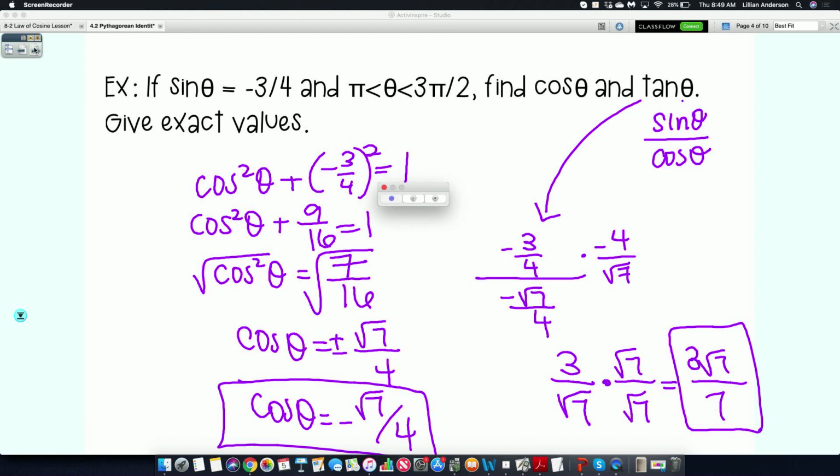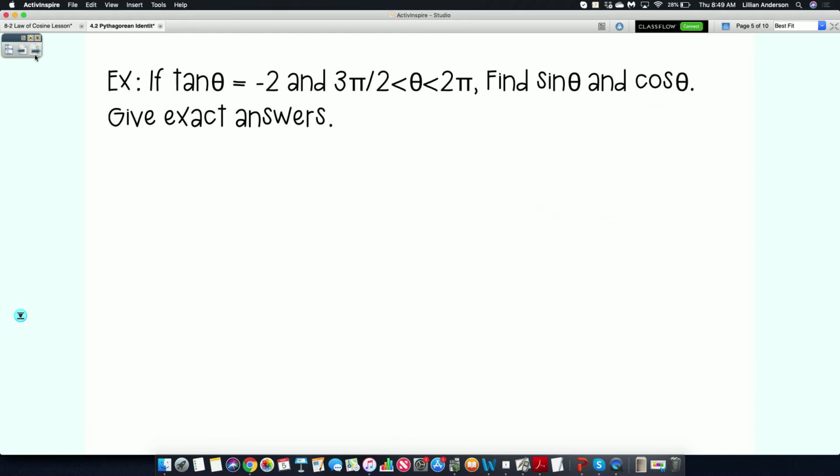One of the more trickier ones is this one here. If tangent theta is equal to negative 2 and theta is in between 3 pi over 2 and 2 pi, we have to find sine theta and cosine theta, giving answers exactly.